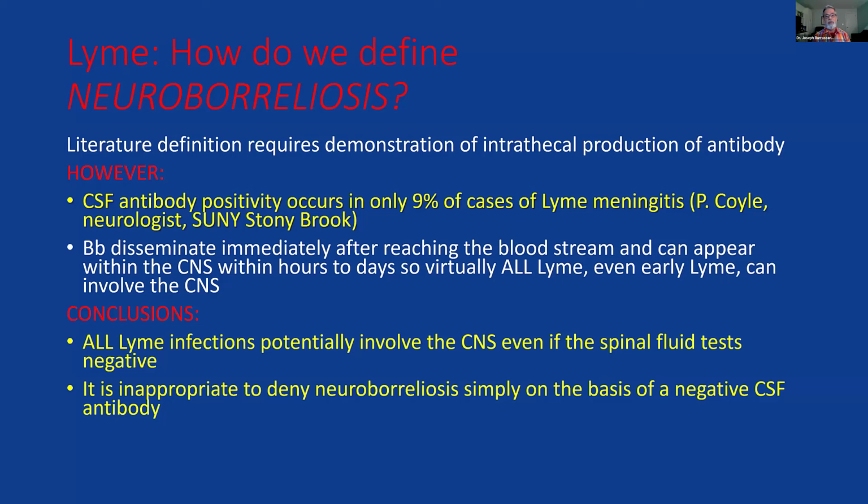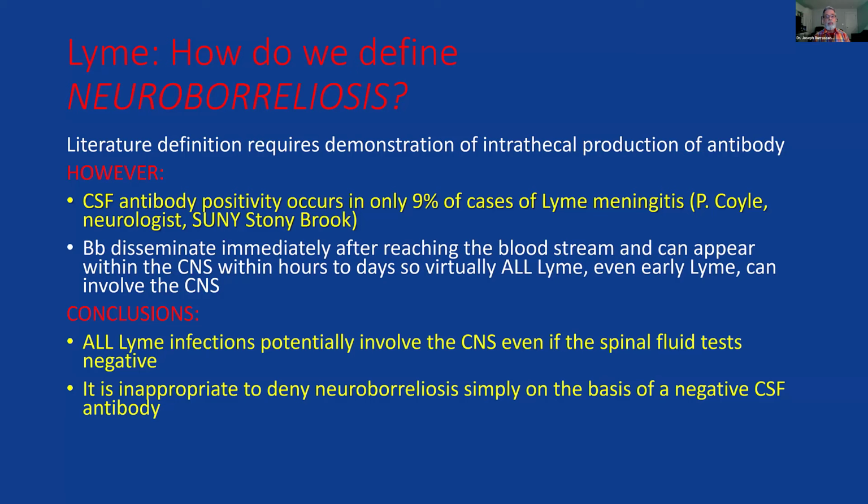In fact, Dr. Patricia Coyle, who was the head of the MS clinic at SUNY Stony Brook for many years, said in her lectures that only 9% of her cases were acute Lyme meningitis, which is when it's the most active Lyme neuroborreliosis there is. Only 9% of her patients had a positive test for intrathecal antibody production.